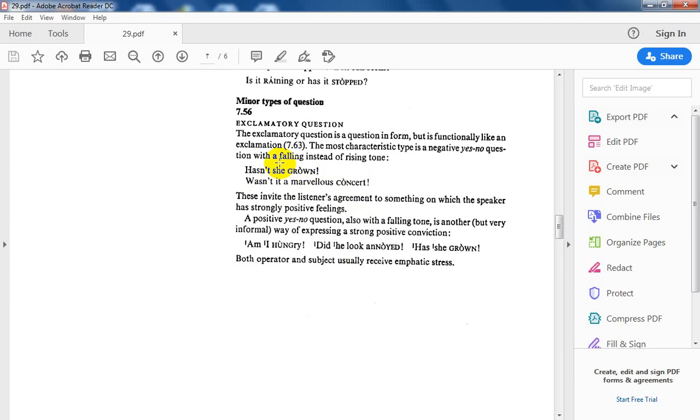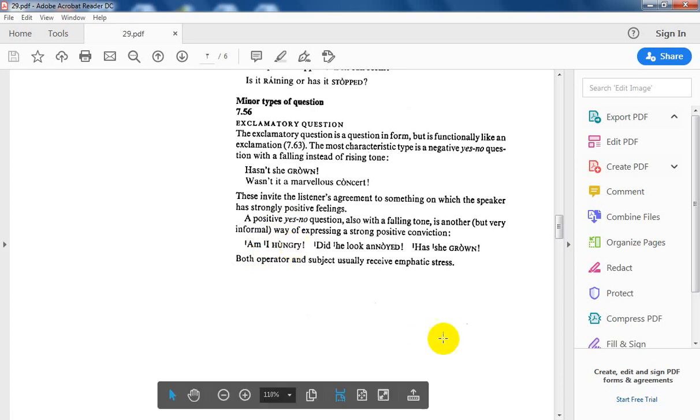Just to invite the listener's agreement to something on which the speaker has a strong positive feeling. It is emphatic on the operator and the subject, in contrast to the positive, in which the operator and the subject are emphasized, and it is a way of expressing a strong positive conviction.